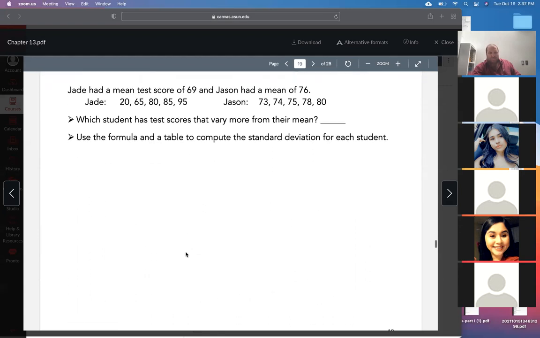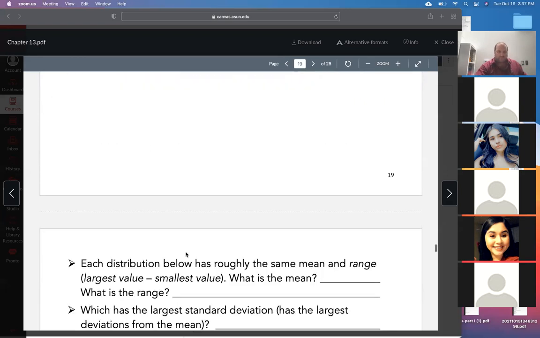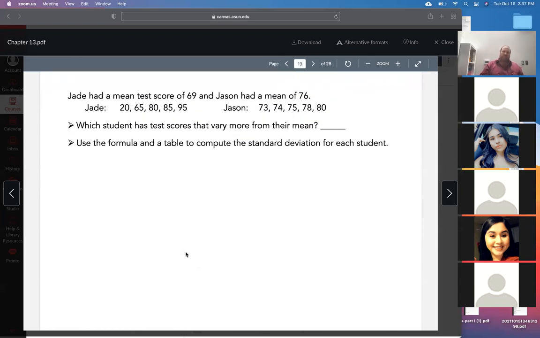So let's do this example. Jade has a mean test score of 69 and Jason has a mean test score of 76. First, how do I confirm that those are correct and a mistake was not made? You can add them up and divide by the number. Yeah, so let's do that just quickly: 20 plus 65 plus 80 plus 85 plus 95 divided by 5, and 73 plus 74 plus 75 plus 78 plus 80 divided by 5. Okay, they both work.